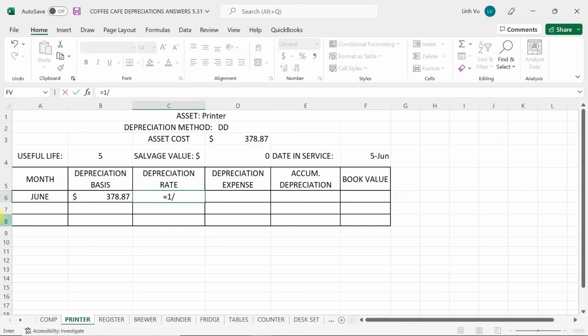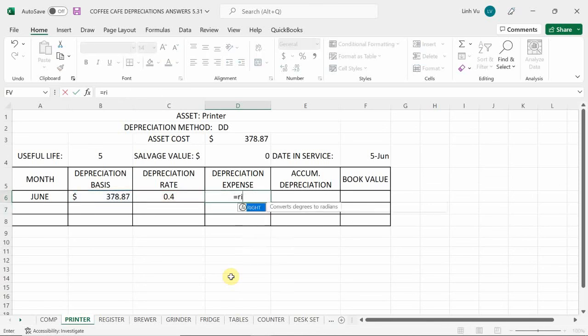It's going to be 1 divided by 5 times 2. Yes, twice as much because it's double declining, which means 40%. And the expense is 1834.84 times 40% divided by 12. It would be 61.16.